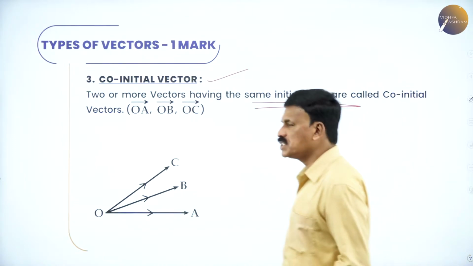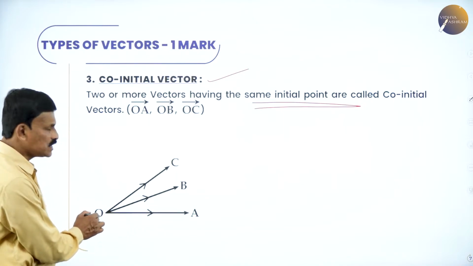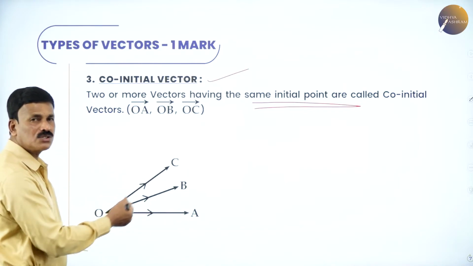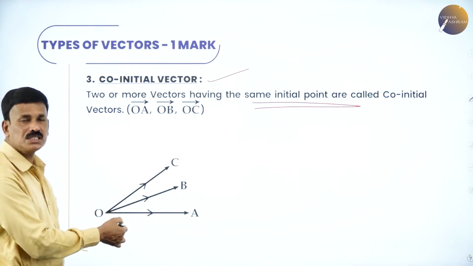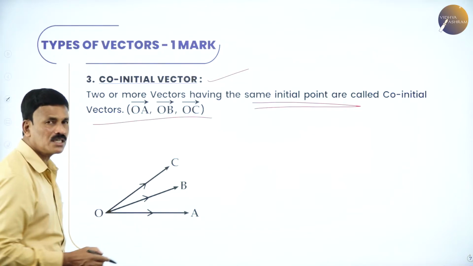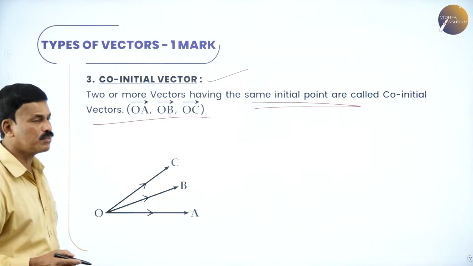These are called co-initial vectors. Here O is the initial point for vector A, vector B and vector C. So O is the initial point for these three vectors OA, OB and OC. Therefore these are called the co-initial vectors: vectors having the same initial point.